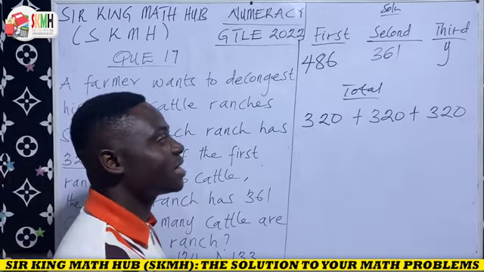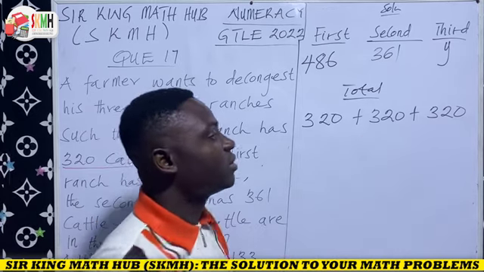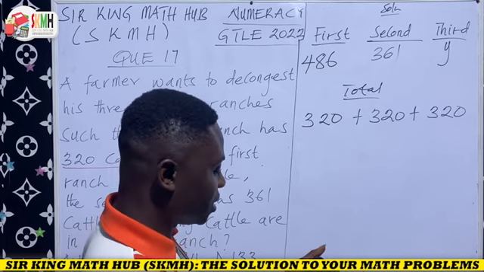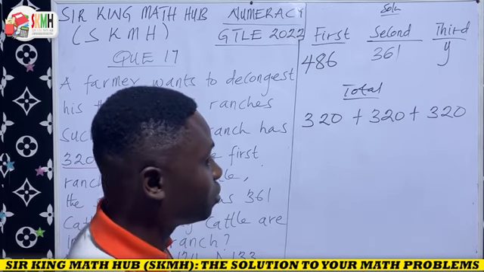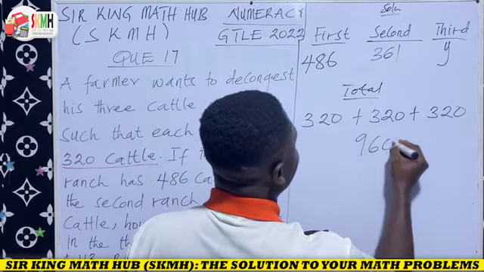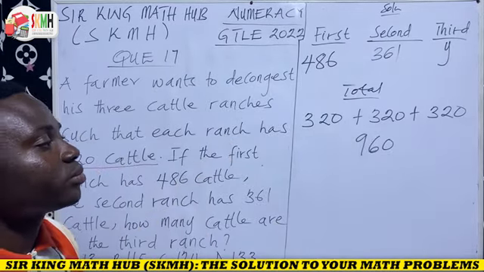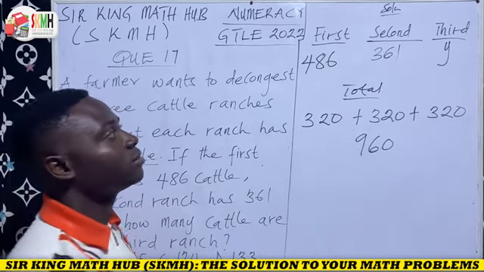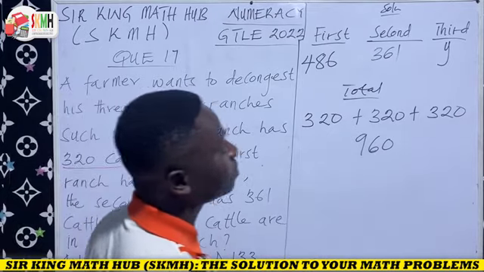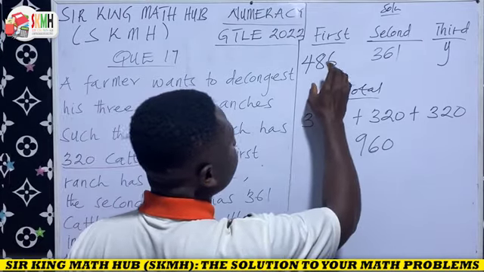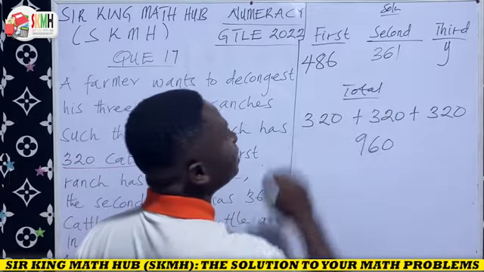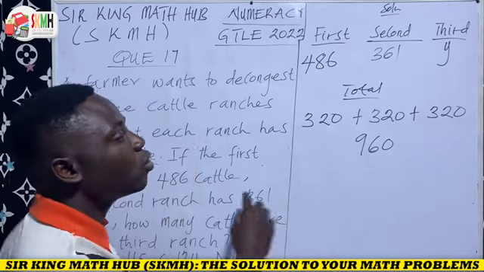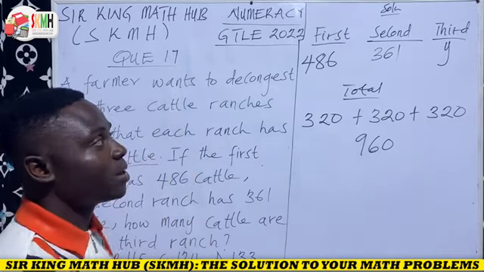So with this, how many cattle does this farmer own? As I said, calculators are allowed. So you can find the sum of these 3 numbers. 320 plus 320 plus 320 should give us 960. So this farmer owns 960 cattle. Before the decongestion, we can set up an equation. That is the number of cattle in the first ranch plus the number of cattle in the second ranch plus the number of cattle in the third ranch should be equal to the total number of cattle owned by this farmer.